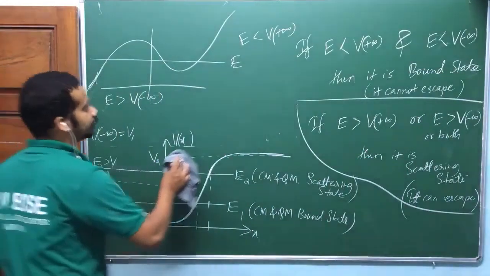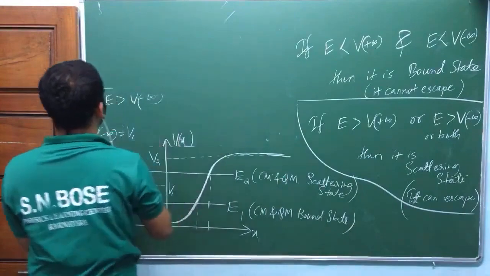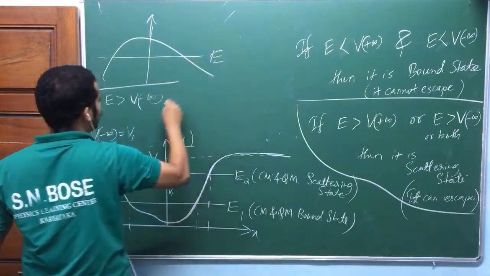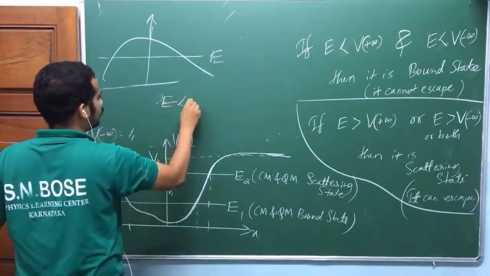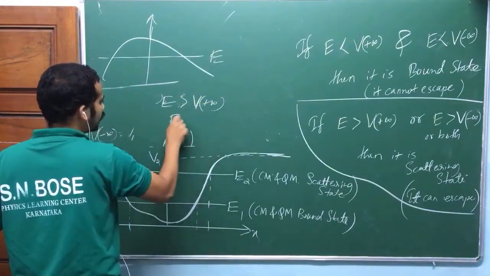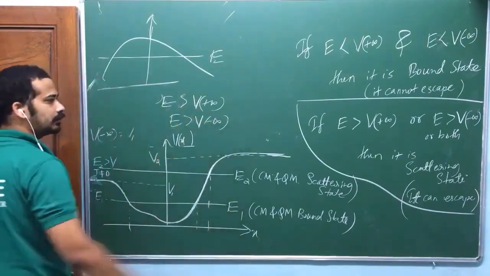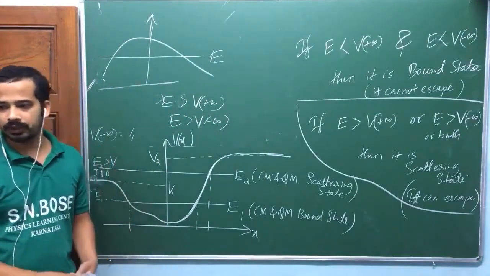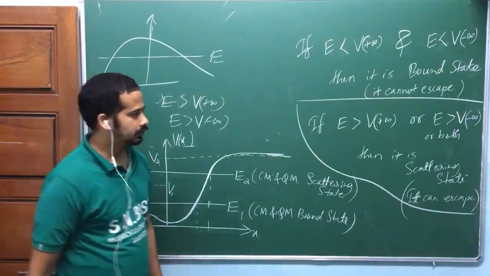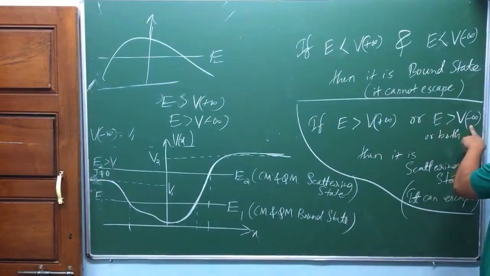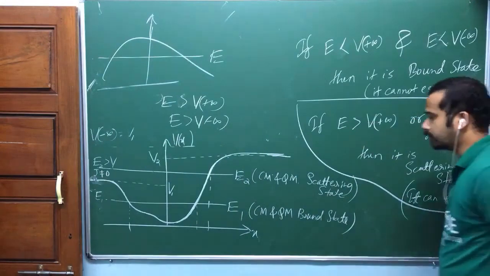Suppose you take this situation. If you take this energy, now energy is greater than V at plus infinity as well as energy greater than V at minus infinity, am I right? In this case also it is a scattering state. In the earlier case, it can escape in only one region. Here it can escape in both regions. That's why I have written it like this: if E is greater than V at plus infinity or E is greater than V at minus infinity or both. This is both, isn't it? It can escape. Then it's a scattering state.